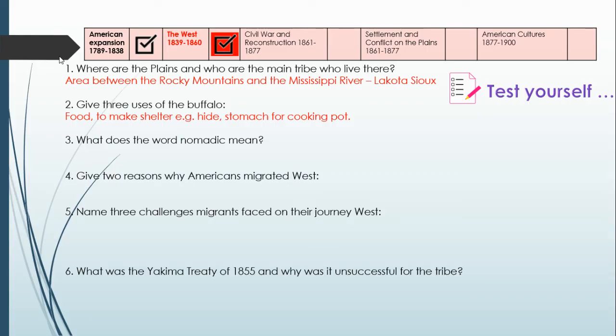Number 3, what does the word nomadic mean? So the word nomadic means that the tribe don't live in one place, so they wander and they follow the buffalo. And remember, we spoke about the Lakota Sioux being the plains tribe that are the most nomadic.